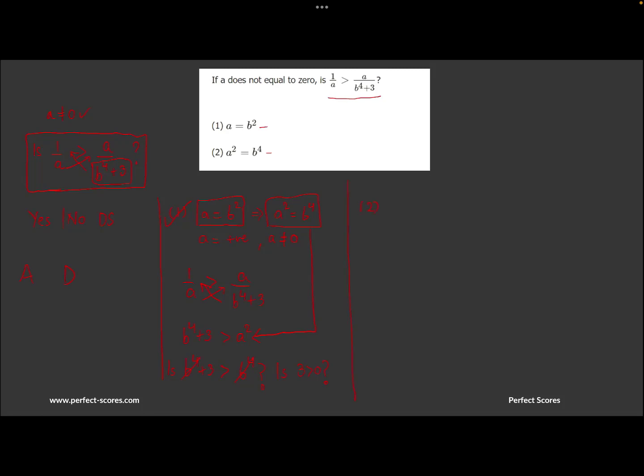All right, so moving on to the next one, which is a square is equal to b to the power 4. Now this is a little tricky because now here we are not really sure if a is a positive number.